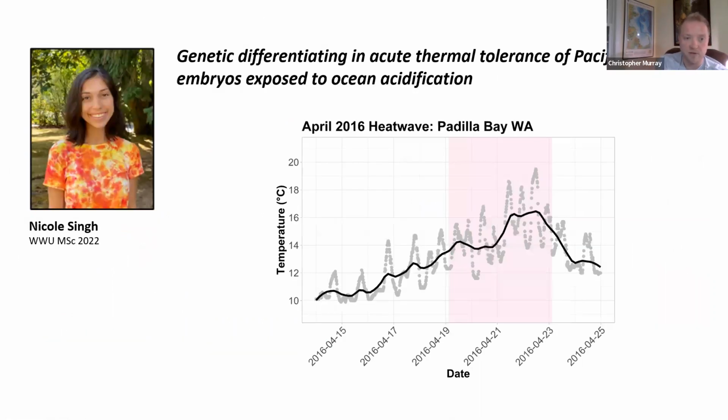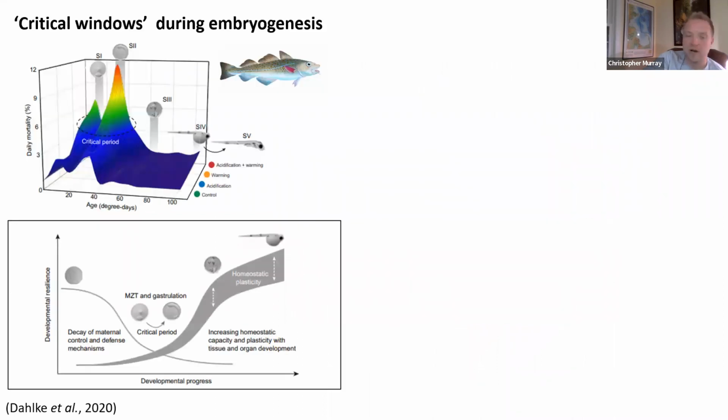So I worked with some folks at Western Washington University, namely Brooke Love and her master's student at the time, Nicole Singh, to look at the different effects of different spawning groups on these acute heat wave effects combined with ocean acidification. And when I think about critical windows, I know that I was describing it in terms of the whole embryo stage earlier, but this point is just at gastrulation.